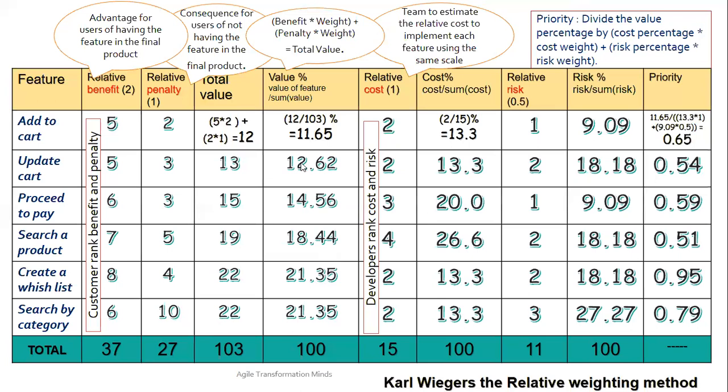For example, from here, the team can understand, okay, I need to first work on create a wish list and search by category. There can be dependency on other features, but for the first release the customer is expecting create a wish list and search by category. So this should go as a must have. And you can see 18.44 and 18.44, this can be a should have, and this can be a could have, and the last one maybe won't have.